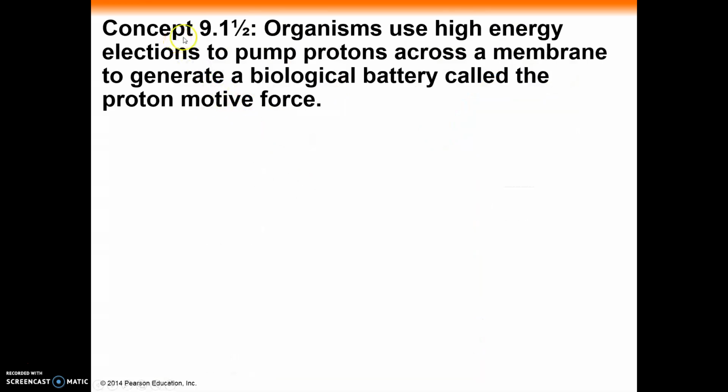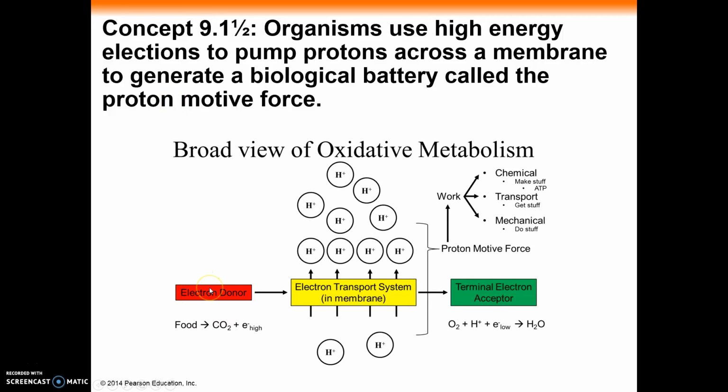So, coming back to the concept of 9.1, organisms use high energy electrons to pump protons across a membrane to generate a biological battery, which is called the proton motive force. So again, electrons, high energy, we put them through this transport system, we pump protons in the process, that's how we harvest the energy, and then we dump them off onto oxygen to produce water. This electrochemical gradient can then be utilized to do things.